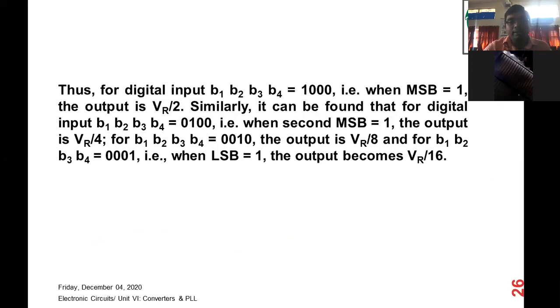Thus, for the digital input B1, B2, B3, B4 equal to 1, 0, 0, 0, that is the MSB equal to 1, the output is VR upon 2. Similarly, for the digital input B1 to B4 equal to 0, 1, 0, 0, when the second MSB is 1, the output is VR upon 4, for 0, 0, 1, 0 it is VR upon 8, for 0, 0, 0, 1 it is VR upon 16.